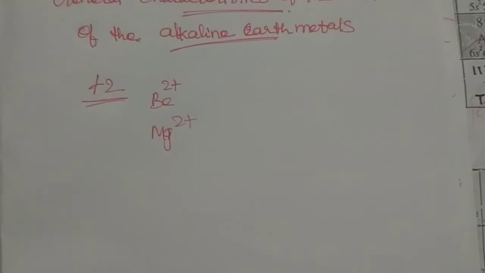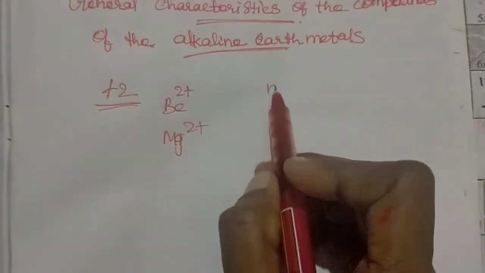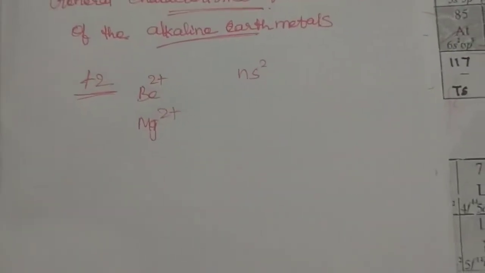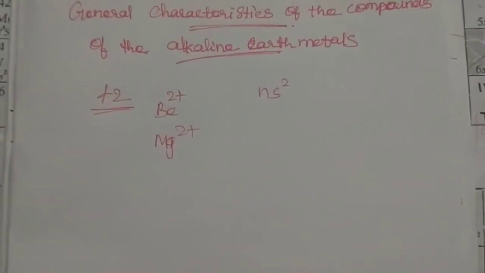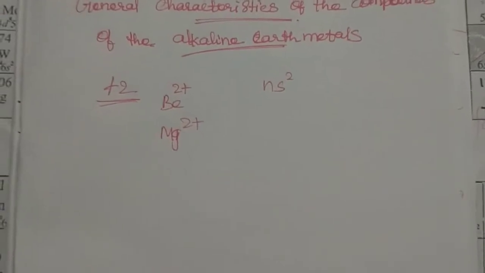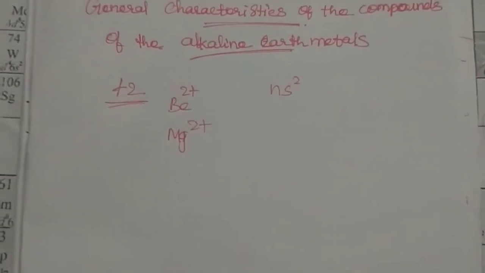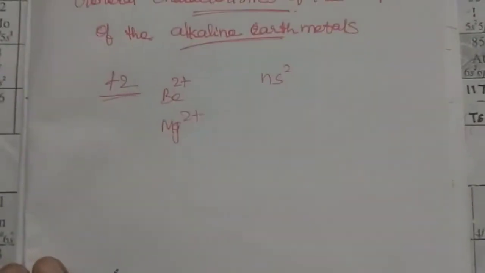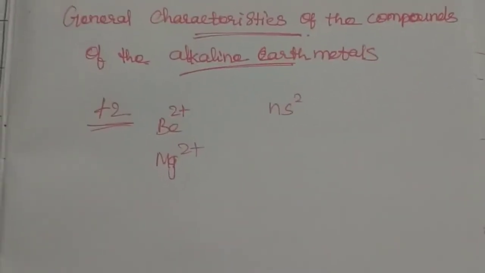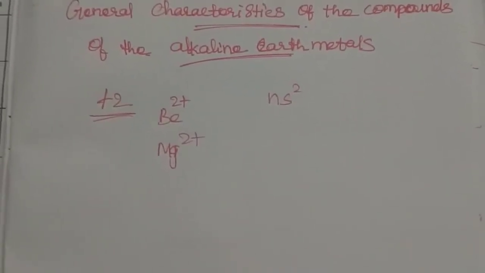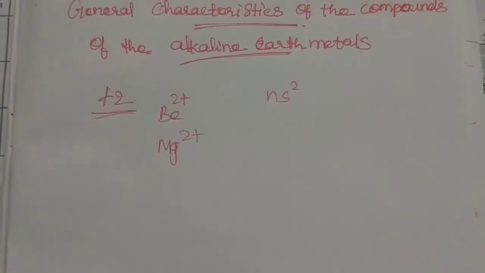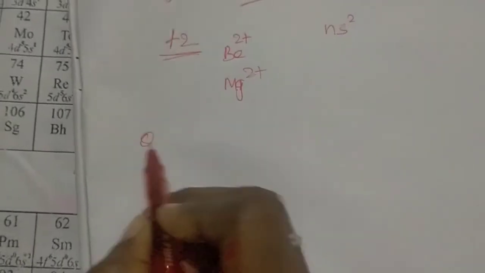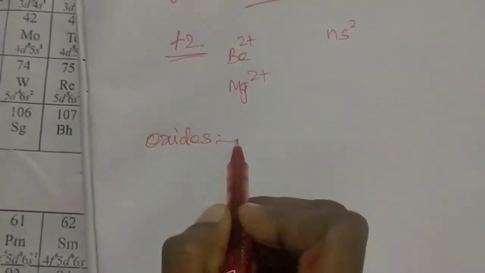These dipositive compounds contain 2 electrons in the valence shell, general electronic configuration ns2, and they are less ionic than the alkali metals because of the increasing nuclear charge with smaller size. So the general characters of the alkaline earth metals are mainly explained by the increasing nuclear charge and smaller size. First we are going to see the oxides of alkaline earth metals.